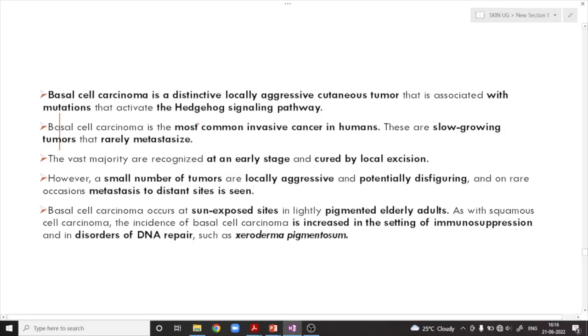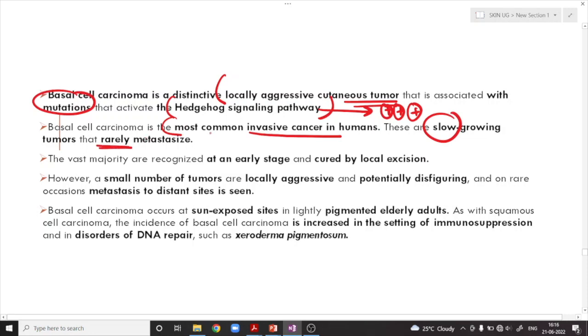So basal cell carcinoma, as we know, is the most common cutaneous carcinoma. It is a locally aggressive cutaneous tumor that is associated with mutations involving the hedgehog signaling pathway. And over here there is unregulated hedgehog signaling. Basal cell carcinoma is the most common invasive cancer in human beings, and they are slowly growing tumors and they rarely metastasize. The vast majority are detected at an early stage and therefore can be cured by local excision, just like squamous cell carcinoma.